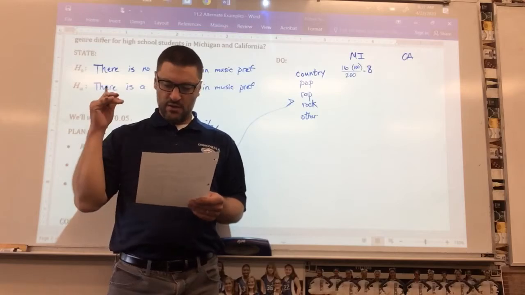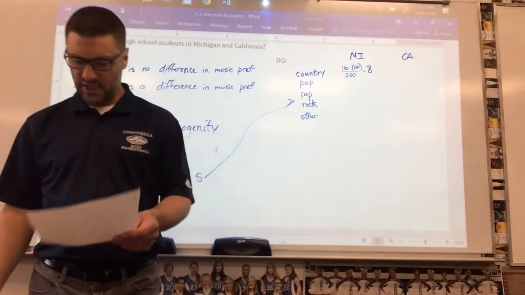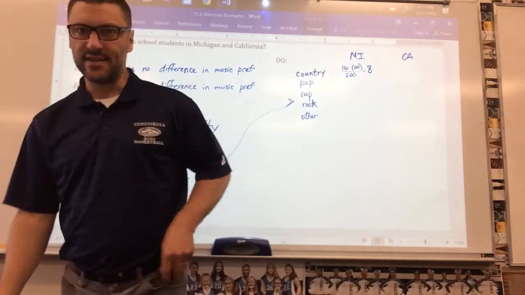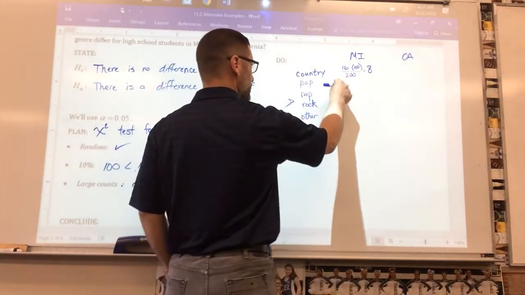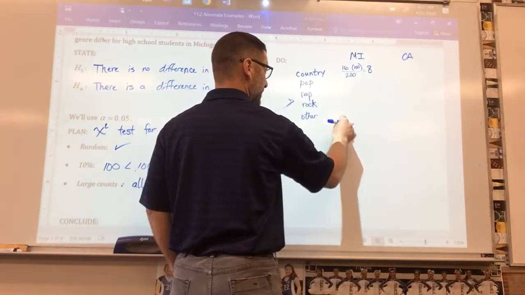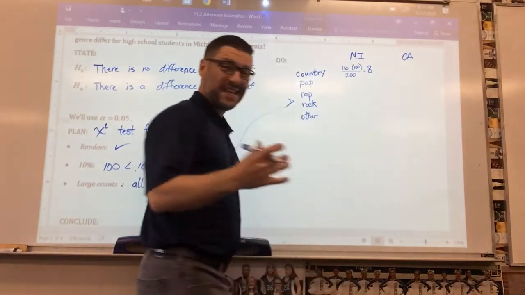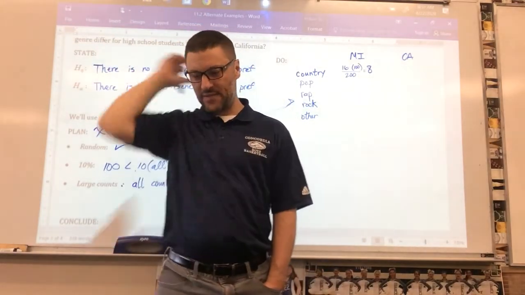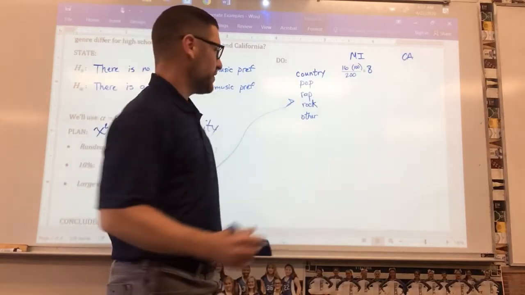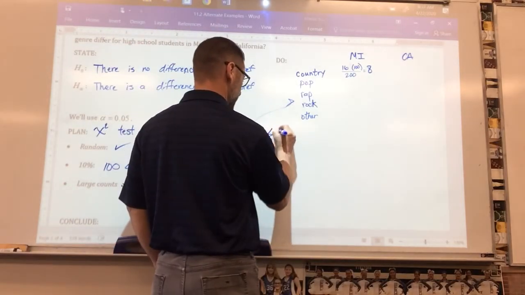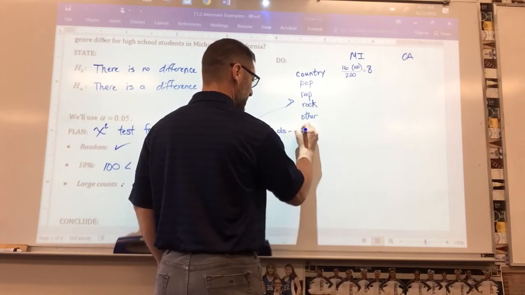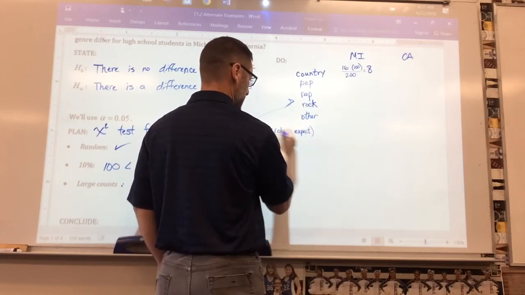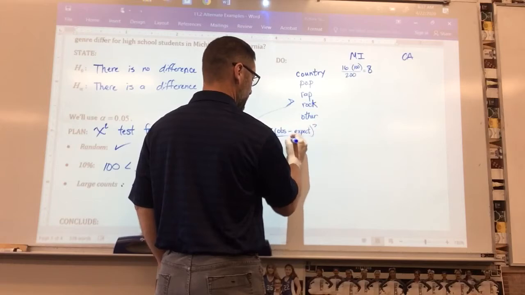Okay, now you're going to find the chi-squared test statistic. There are 10 cells, so you're going to have 10 different calculations. You're going to do the sum of all, observed minus expected, squared, all over expected.